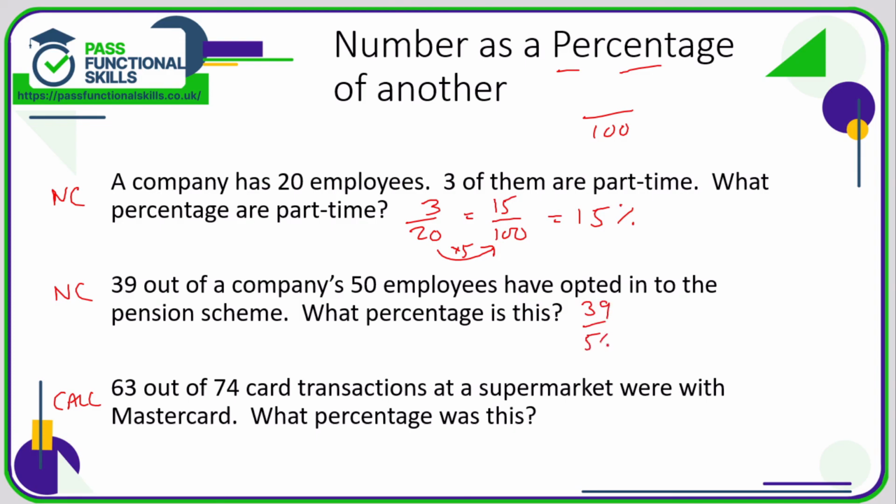39 out of 50 opted into the pension scheme. 50 doubled is 100, so let's double 39. 78, so 78% opted into the pension scheme. On this final question, 63 out of 74 were with MasterCard. Very well, I don't know how you're going to convert a 74 into a 100, very, very tricky. So let's just do top divided by bottom times 100, 63 divided by 74 times by 100, easy, 85% to the nearest whole number.